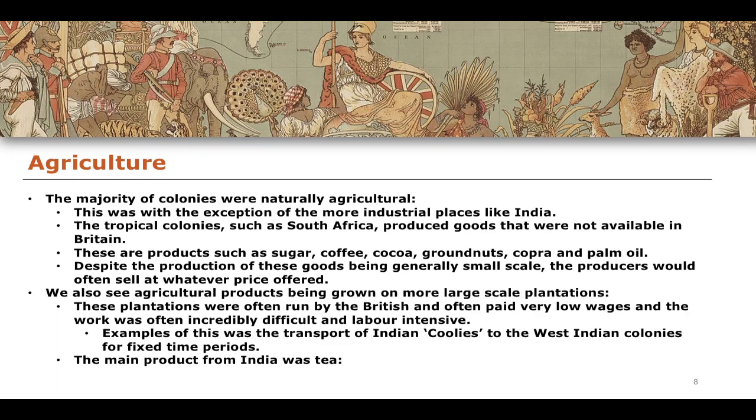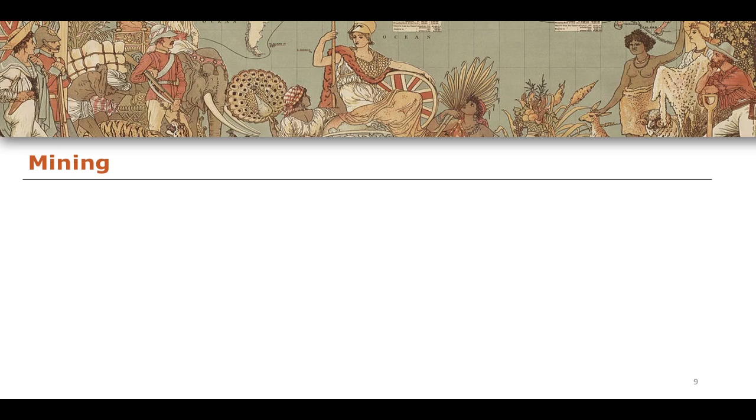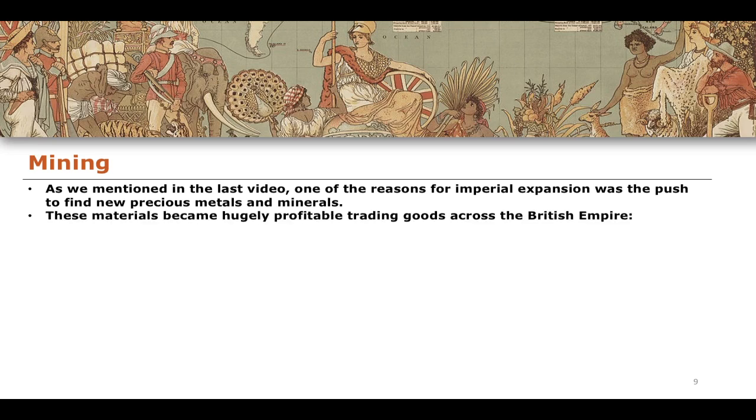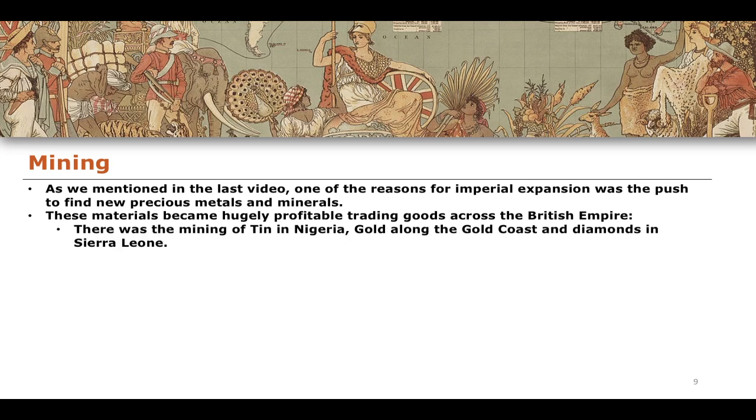And if we turn our attention very quickly to India specifically, the most important product that came from India was that of tea. Tea became incredibly popular across the British Empire and is still very popular to this day. In terms of more heavy industry production, mining was very, very important. One of the reasons for industrial expansion and imperial expansion was the push to find new precious metals and new precious minerals. These materials became highly profitable trading across the empire.